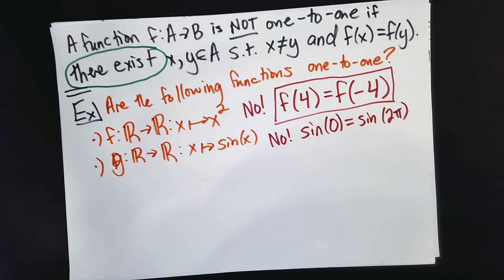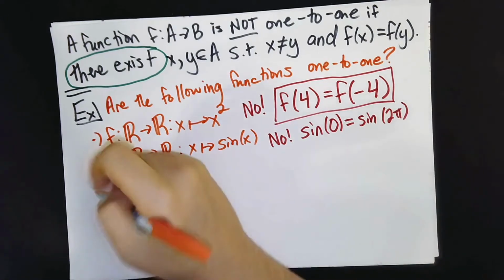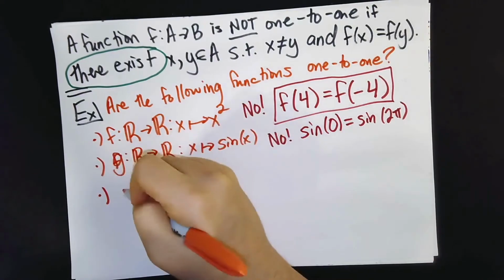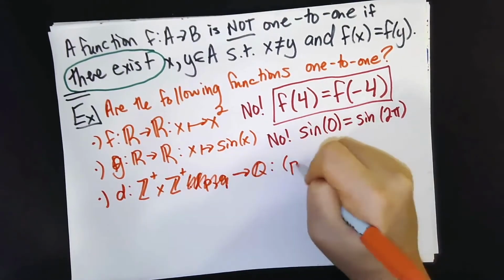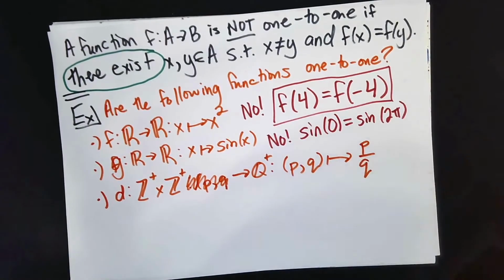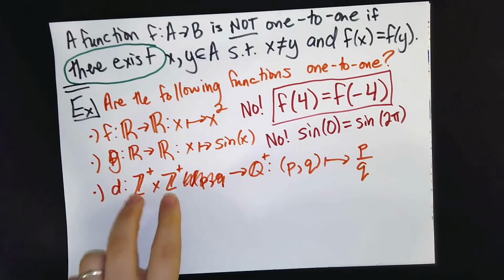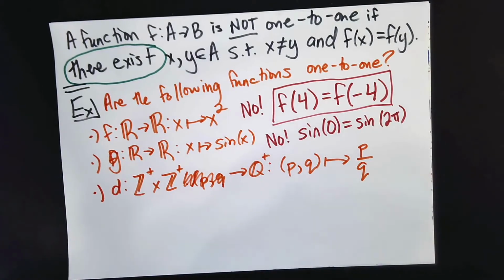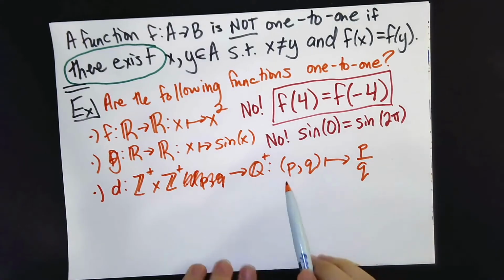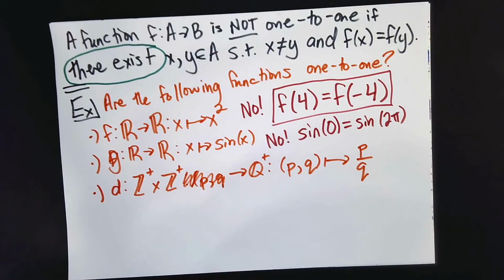Now, of course, not all functions that we're going to talk about are going to involve the real numbers. Lots of functions we're going to talk about are going to involve other sets. So, for example, I'll call this function d. Namely, what does this function do? It takes a pair of positive integers and, well, divides them. So basically makes the rational number with p as the numerator and q as the denominator.